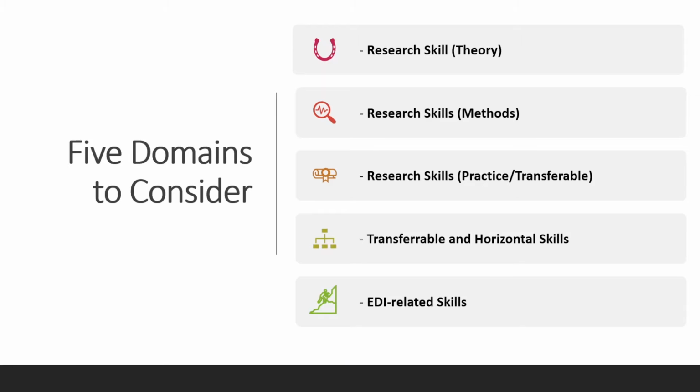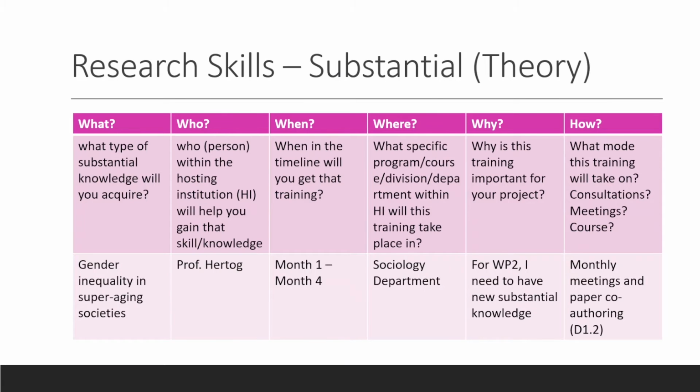Now let's talk about each of the domains separately and how you could prepare to write about them. Substantial disciplinary and interdisciplinary knowledge that you will need for your project to succeed will depend on your field and the project you outlined. For each of the substantial knowledge that you plan to acquire, prepare the following table. In this table, you will answer each of the following questions: what, who, when, where, why, and how.